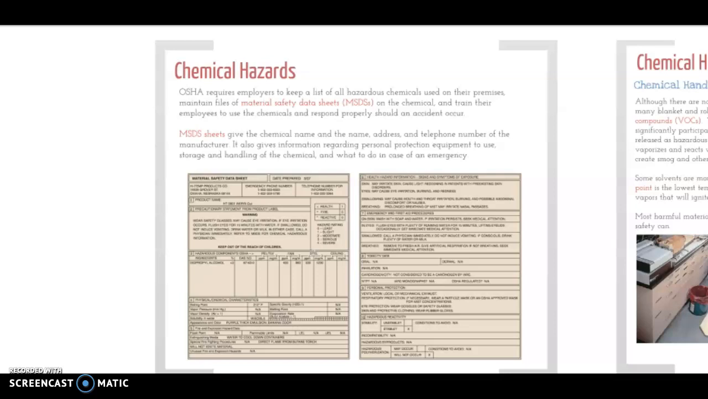OSHA requires employees to keep a list of hazardous chemicals used on the premises, maintain files for material safety data sheets, or SDS sheets or MSDS sheets, on the chemicals, and train their employees to use the chemicals and to respond properly if an accident occurs. MSDS or SDS sheets give the chemical name, and the name, address and telephone number of the manufacturer. They also give information regarding personal protective equipment to use, storage and handling of the chemical, and what to do in case of an emergency.